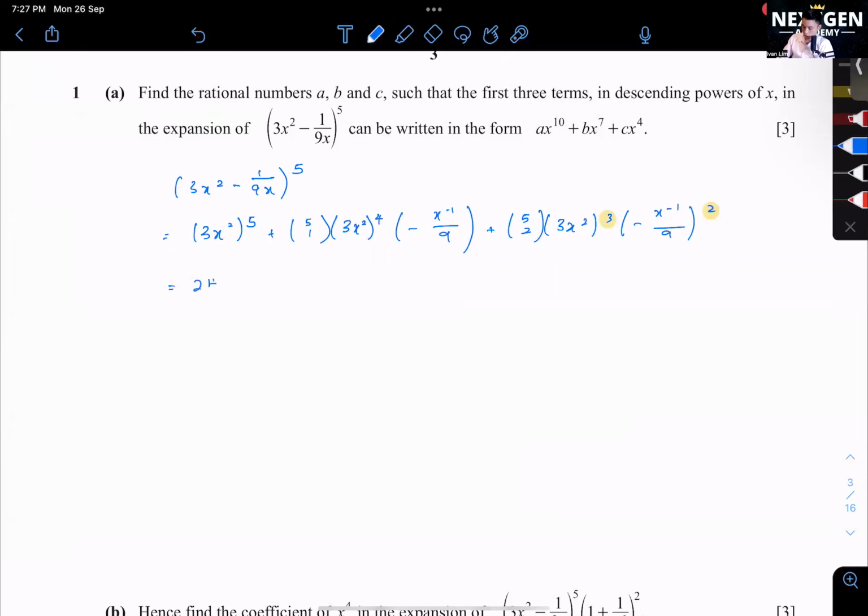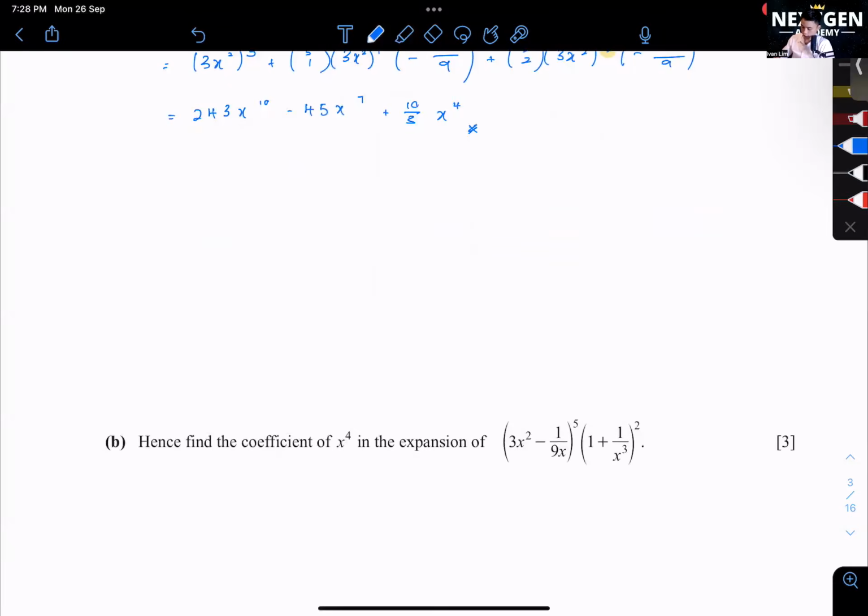So you'll get 243x to the power of 10 minus 45x to the power of 7 plus 10 over 3 x to the power of 4. This is a 3-mark question.